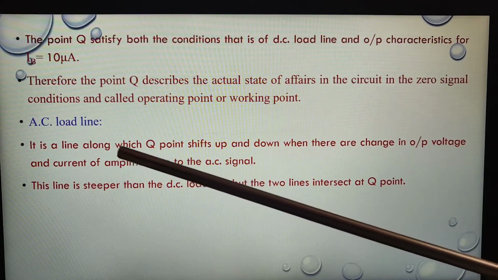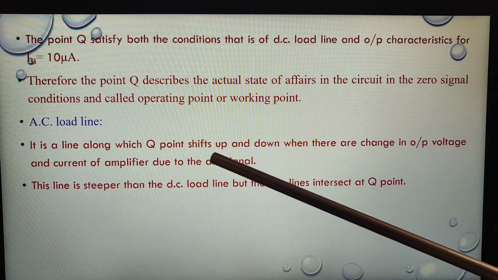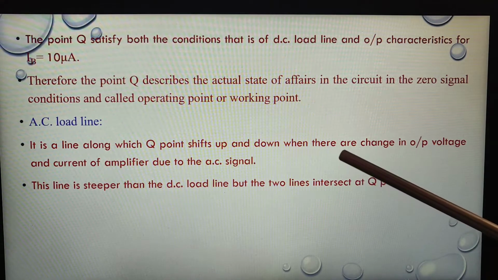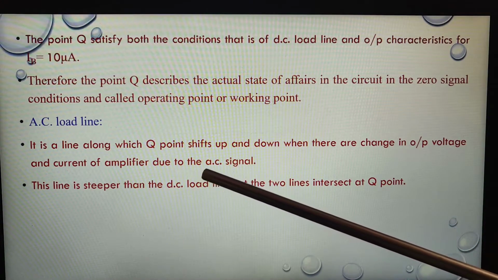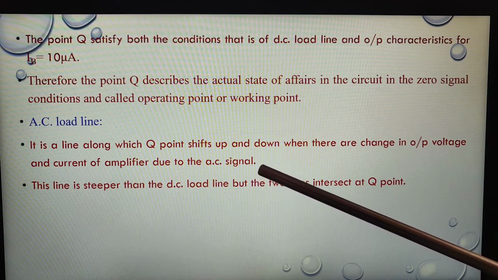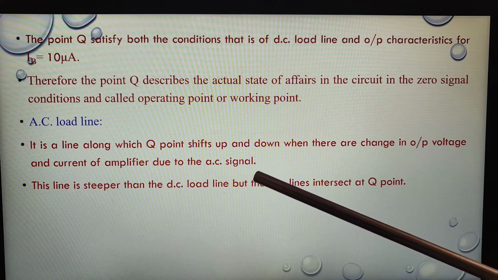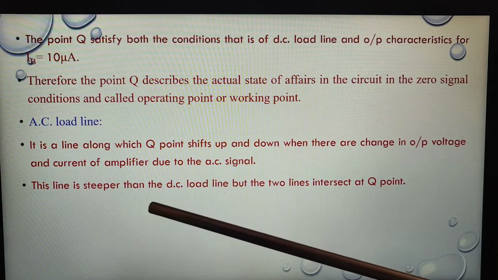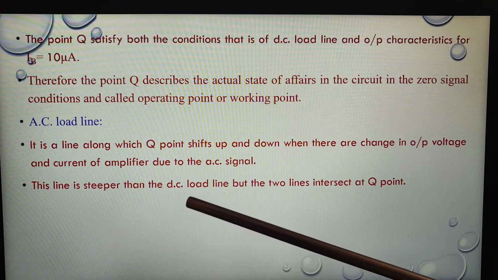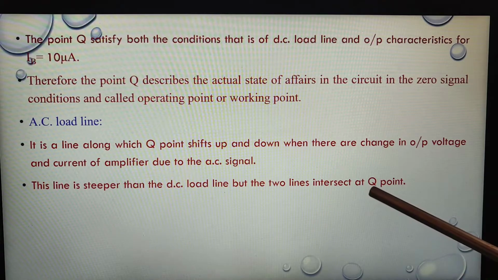Next we consider AC load line. It is a line along which Q point shifts up and down when there are changes in output voltage and current of the amplifier due to the AC signal. That means in this case we have to apply input AC signal. This line is steeper than the DC load line, but the two lines intersect at point Q.